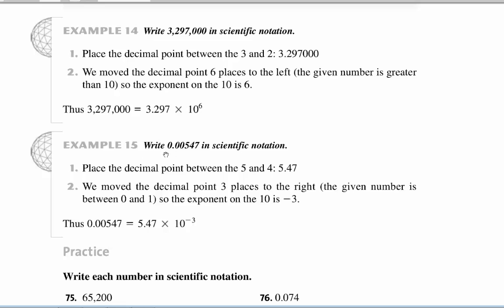When I look at example 15, I'm moving 1, 2, 3 decimal places, right? So this 0.0547 will be written as 5.47 times 10 to the, and then we have to ask ourselves, how many decimal places did we move? We went 1, 2, 3 decimal places to the right, so the exponent's going to be negative.